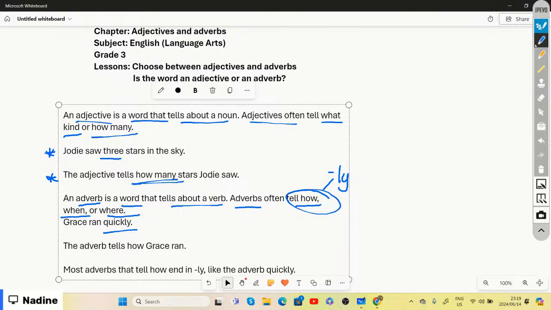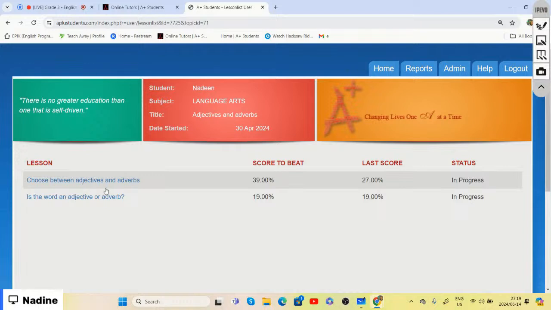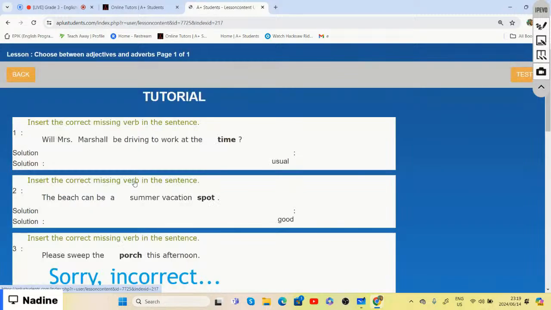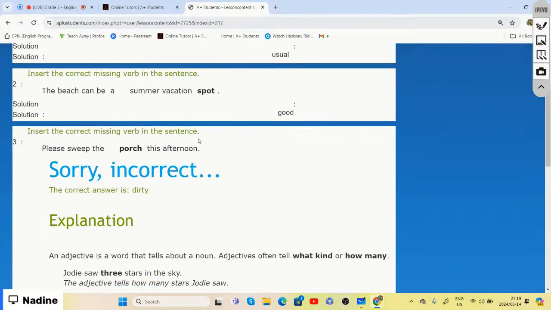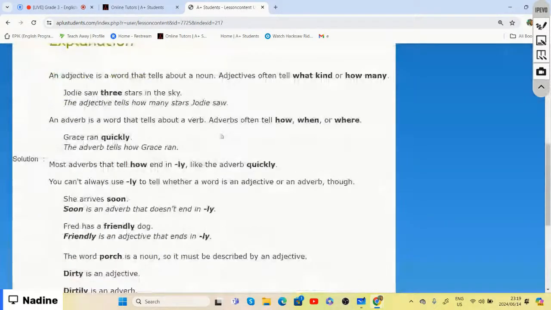All right, so let us go to aplusstudents.ca, and that is where we're going to do a tutorial and then go over our tests. And we said that we are doing the first chapter, which is to choose between an adjective and an adverb. An adjective is a word that tells us more about the noun, and adjectives often tell us either what kind or how many.